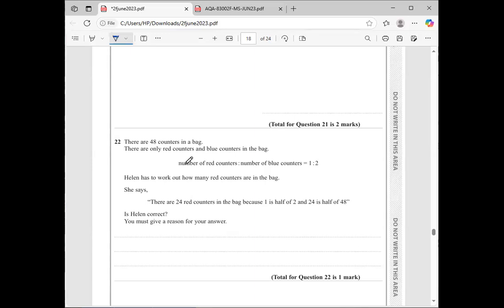This is a tricky question, right? But if we understand what ratio means, I think Helen is not correct. What do you think? Yeah, she doesn't look correct. Helen is not correct.